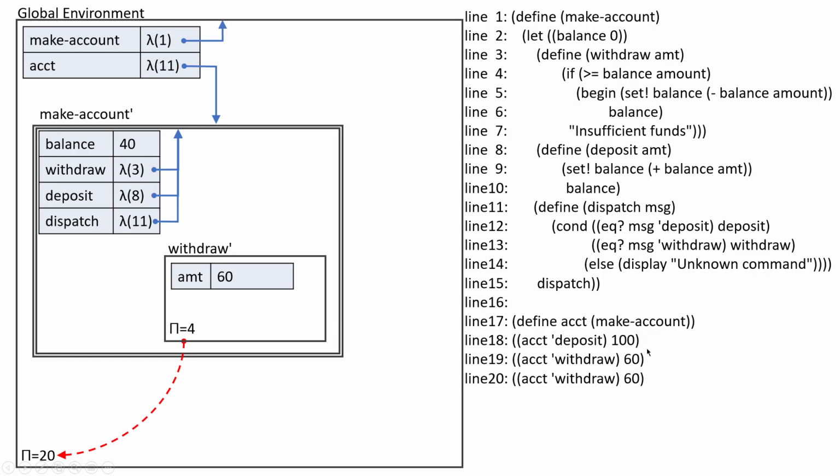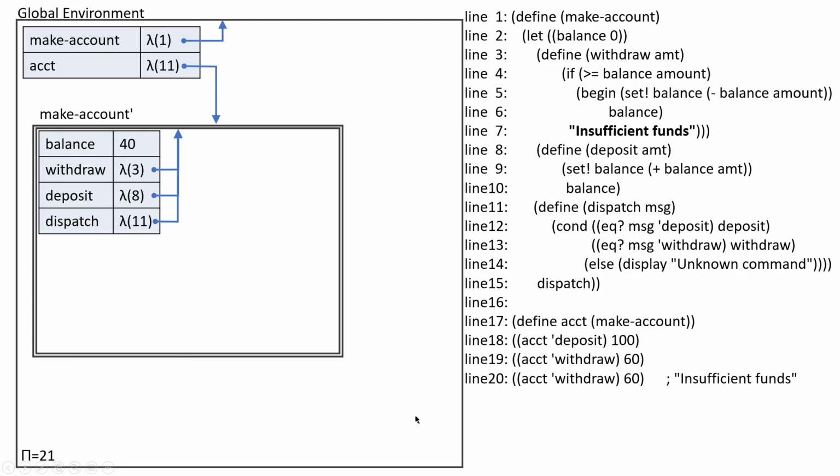And now, even though it's the exact same function call, because we have this mutable state that's changing through time and persisting between function calls, even though we have the same inputs, we get a different output. In this case, insufficient funds. All right, and then that returns, and the whole thing is done. And that's that.